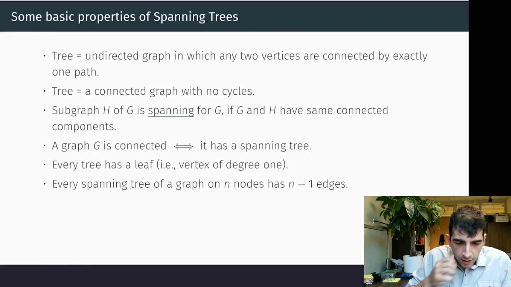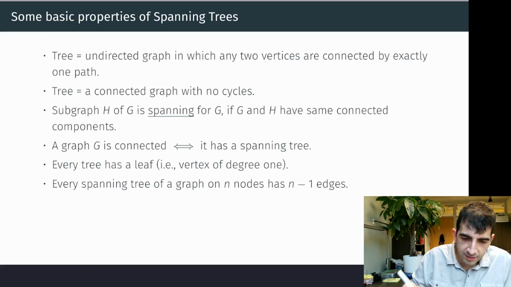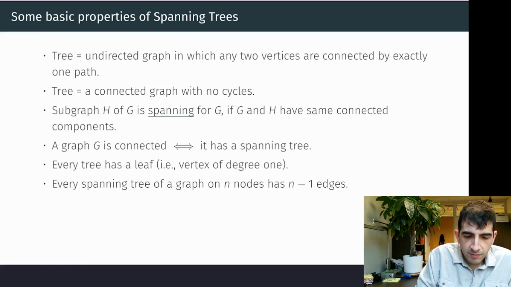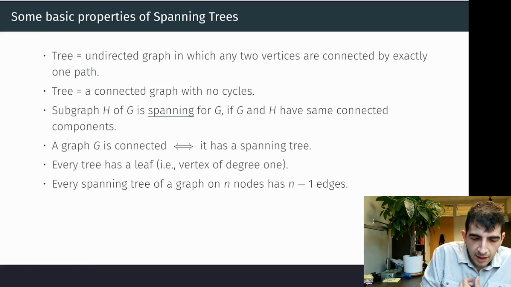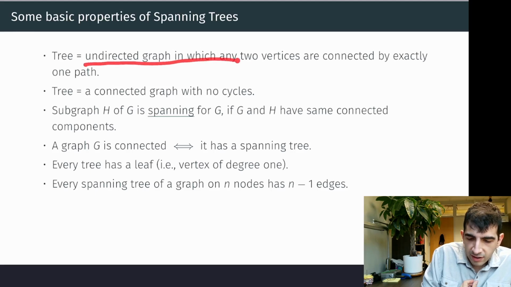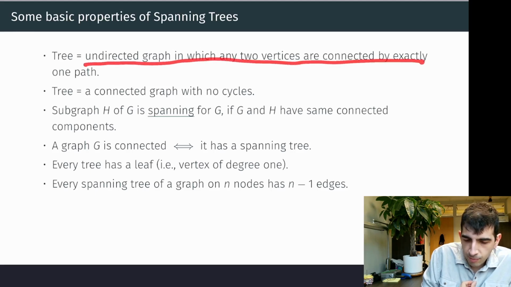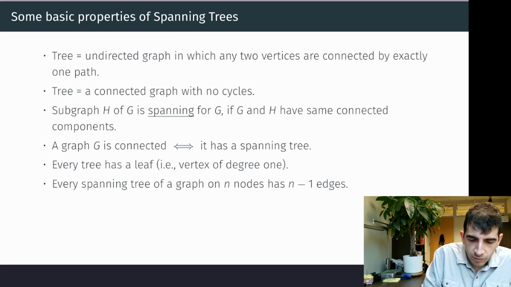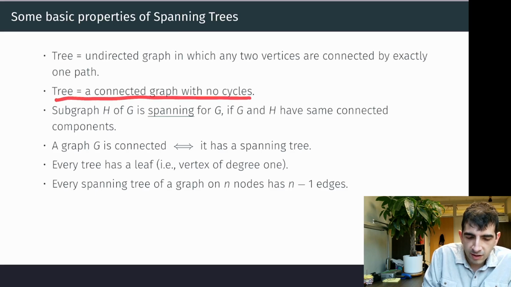Let's quickly go over some terminology as they relate to trees. And we define a tree as simply an undirected graph in which any two vertices are connected by exactly one path. And a tree is equal to a connected graph with no cycles.